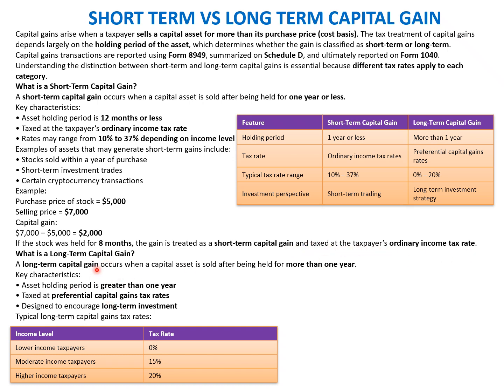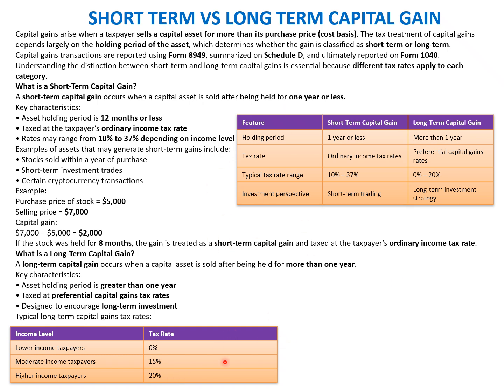A long-term capital gain occurs when the capital asset is sold after being held for more than a year. So if the asset holding period is greater than 1 year, it is taxed at a preferential capital gain tax rate, designed to encourage long-term investment. So the brackets are here. For lower income, there is 0% tax on the capital gains. Moderate income pays 15%, and then high income is 20%.